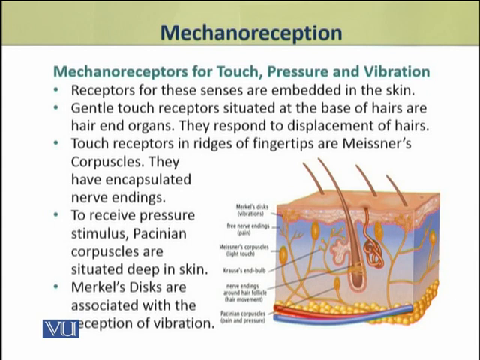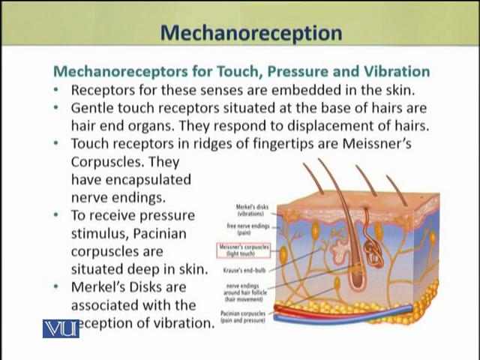Dear students, we shall discuss different types of mechanoreceptors one by one. Here we shall discuss the mechanoreceptors for touch, pressure and vibration. Receptors for these senses are embedded in the skin. The gentle touch receptors are situated at the base of hairs. These receptors are called hair end organs. They respond to displacement of hairs, very little movement or very little displacement of hairs.